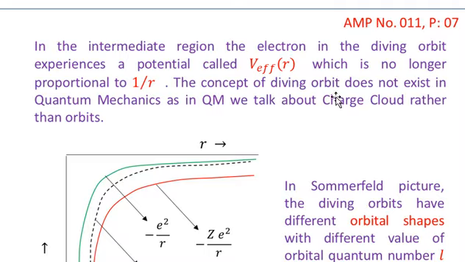The concept of a diving orbit does not exist in quantum mechanics. In quantum mechanics, we talk about charge, the cloud of charge, rather than orbits, or we talk in terms of probabilities.